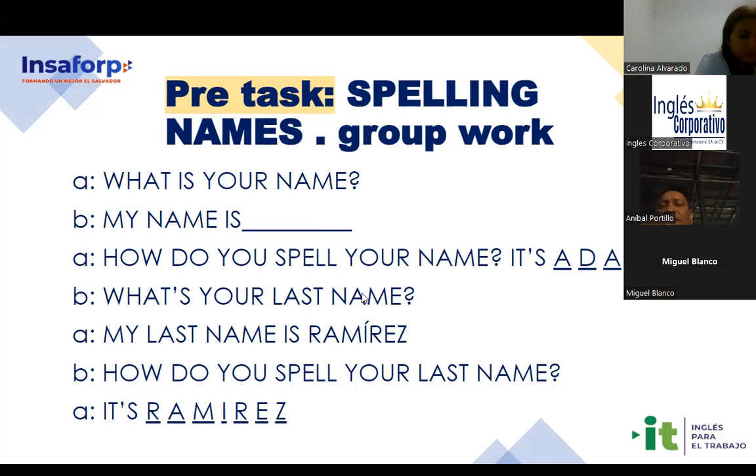Teacher, deletrear es spell. Spell. Y deletreando es spelling, lo que está arriba. Spelling. Names. Spelling. Una consulta, ¿cómo se pronuncia la letra J? J.